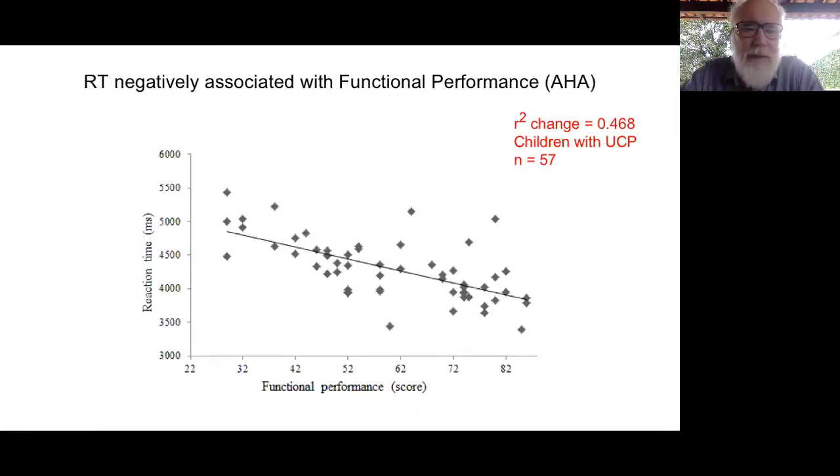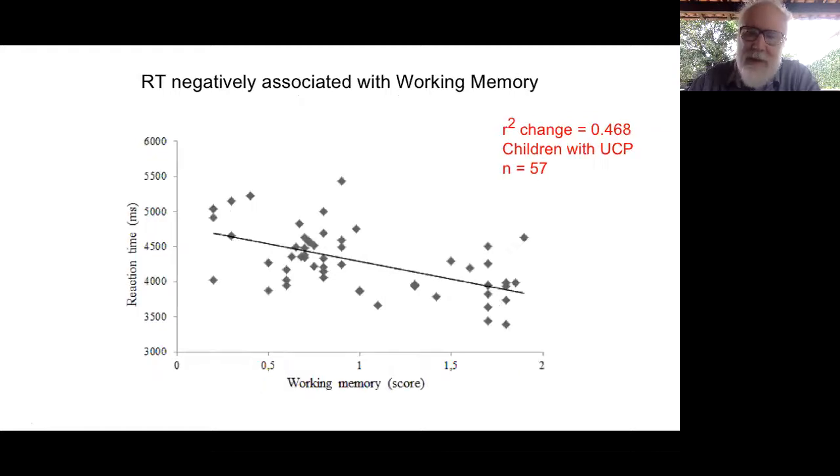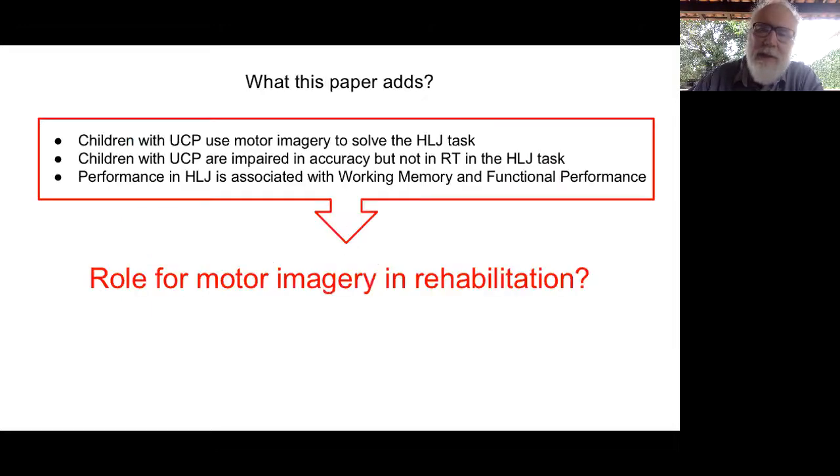In addition, we observed a negative association between motor imagery ability and functional performance, suggesting that motor imagery deficits may have functional consequences. And we also observed a negative association between working memory and motor imagery performance, suggesting that cognitive factors are indeed involved in the motor imagery task.